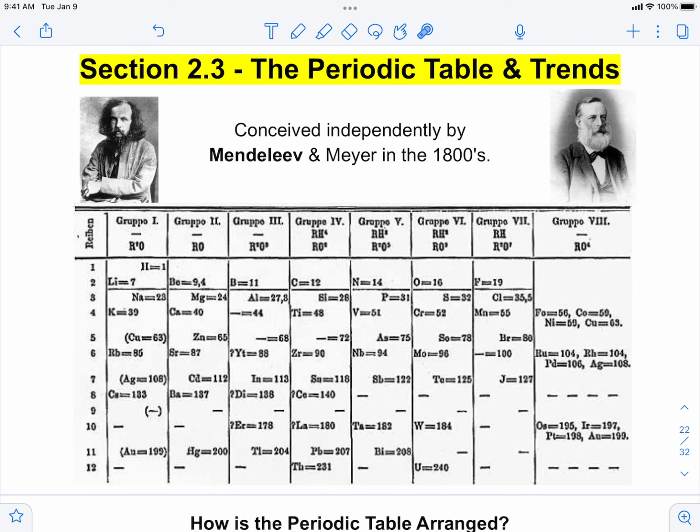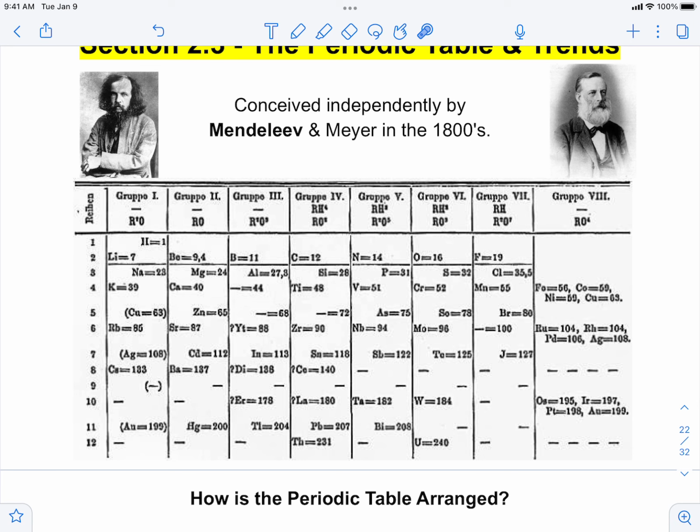And then there was a drop off, and then at the end of the row, it started over again. So the reactivity followed a predictable pattern: really reactive, non-reactive, reactive, and then started over again. Really reactive, non-reactive, really reactive. So this pattern allowed him to organize these in a grid, but not all of the elements were discovered yet. So anytime you see a dash, that is where an undiscovered element might be.